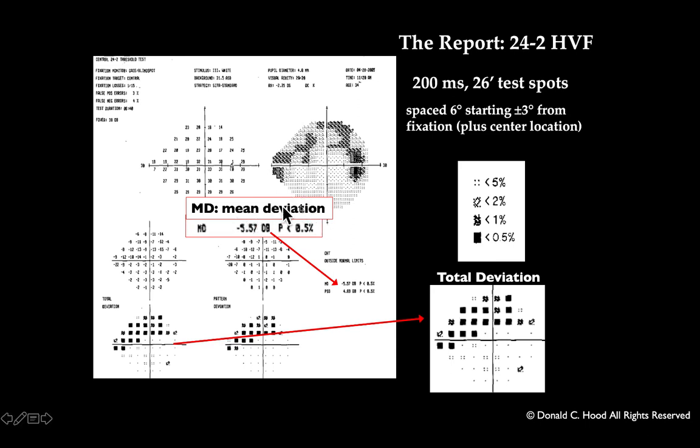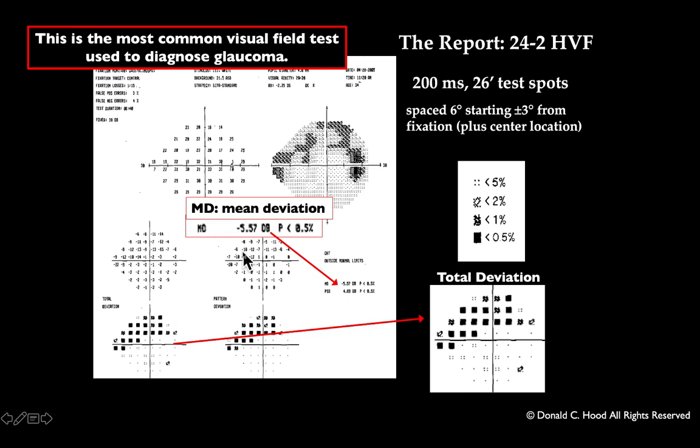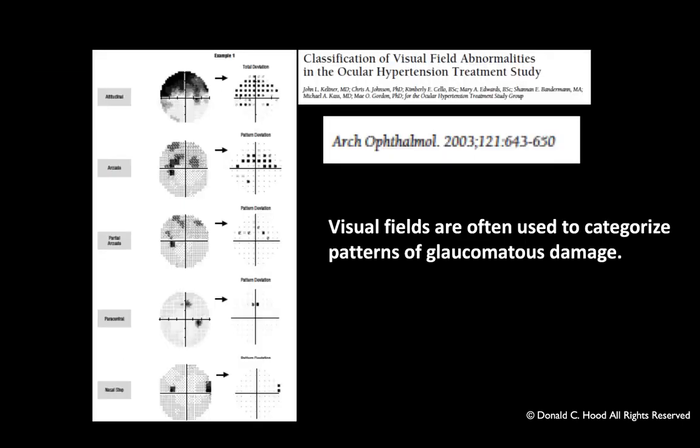So one thing we'll use is the mean deviation here, which is not quite this, but you can think about it as the average of these points. This is the most common visual field test used to diagnose glaucoma. Visual fields are often used to categorize patterns. Here is a scheme developed for the Oates trials by Keltner, Johnson and colleagues.